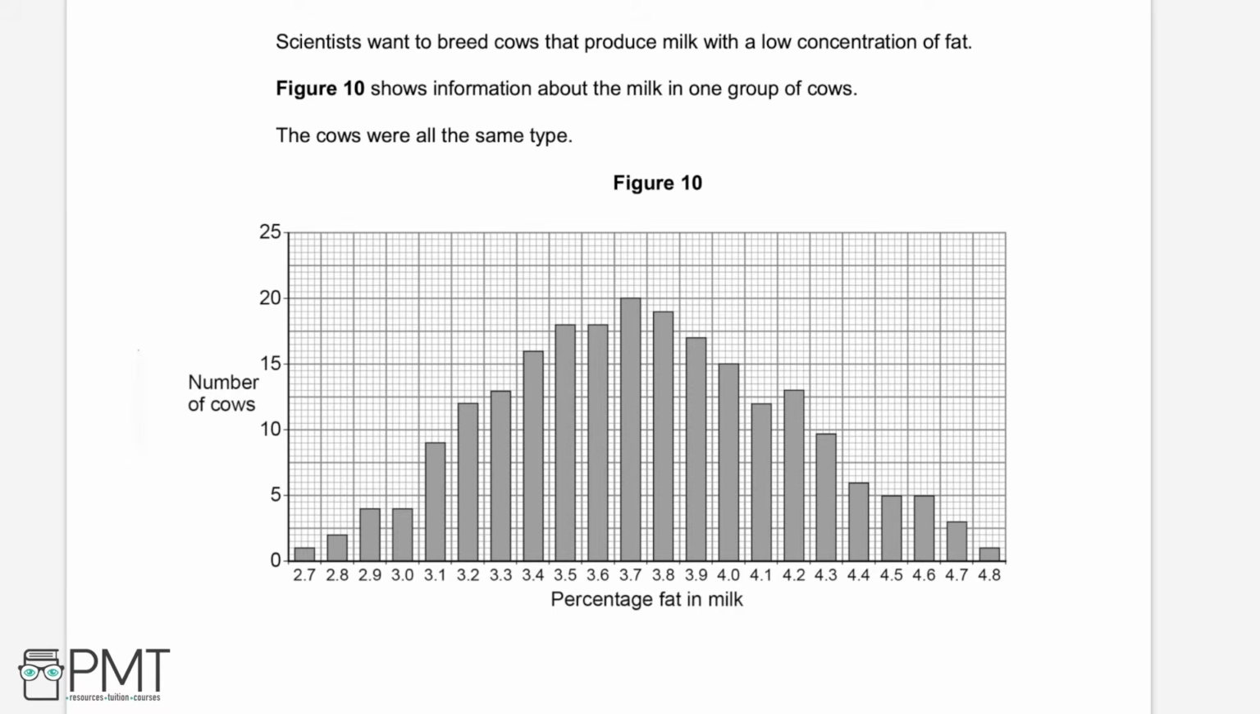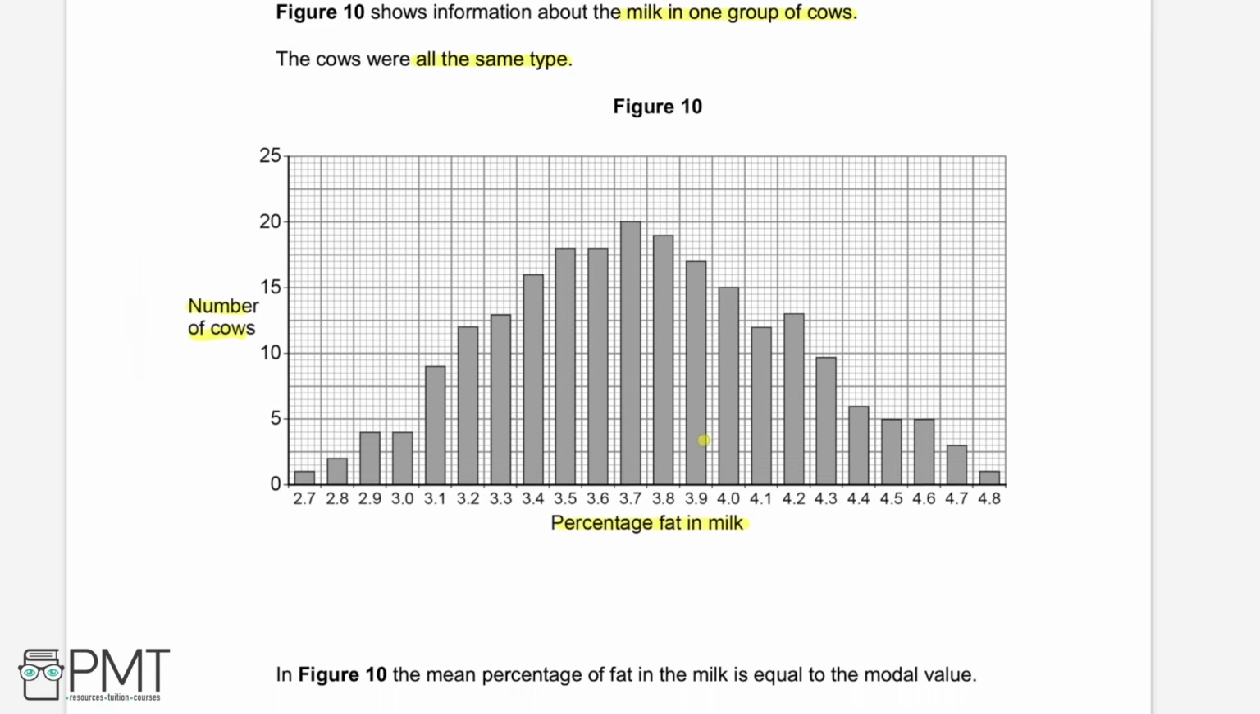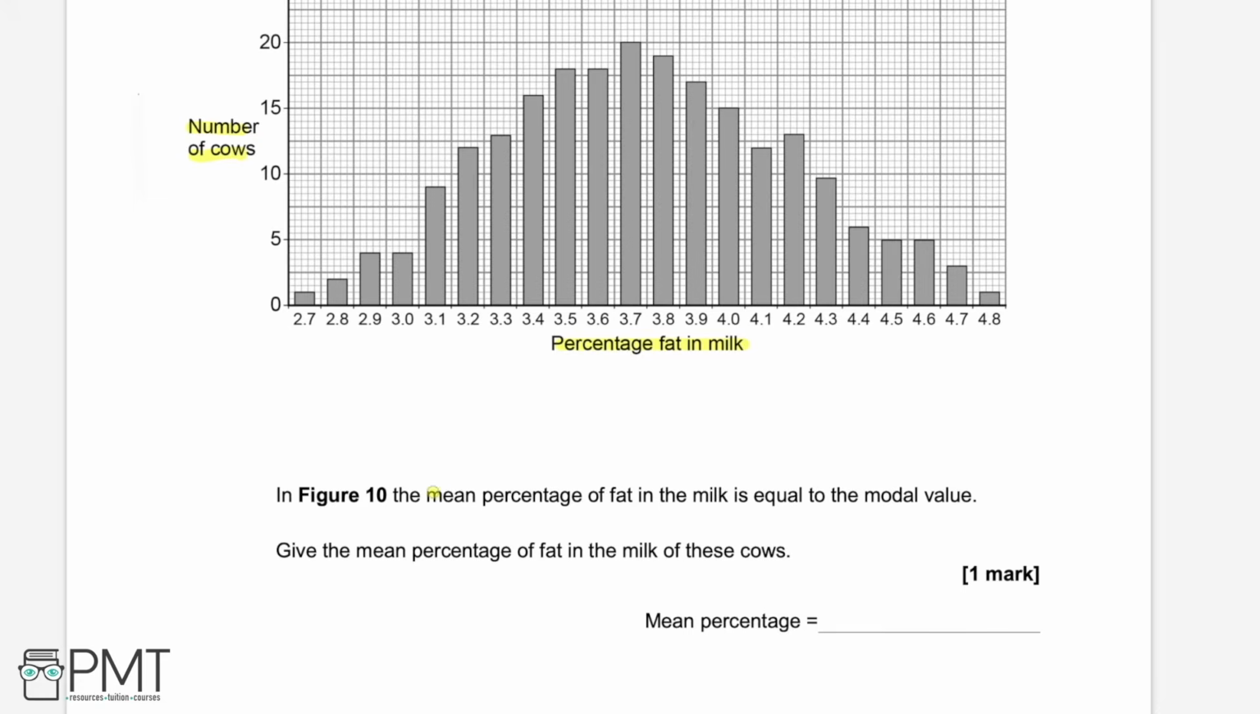Today we're going to be solving a GCSE Biology question about genetics. Scientists want to breed cows that produce milk with a low concentration of fat. Figure 10 shows information about the milk in one group of cows. The cows were all the same type. Let's have a look at figure 10. Well, we can see it's a bar graph here, and we have number of cows on the left and the percentage of fat in the milk on the x-axis.